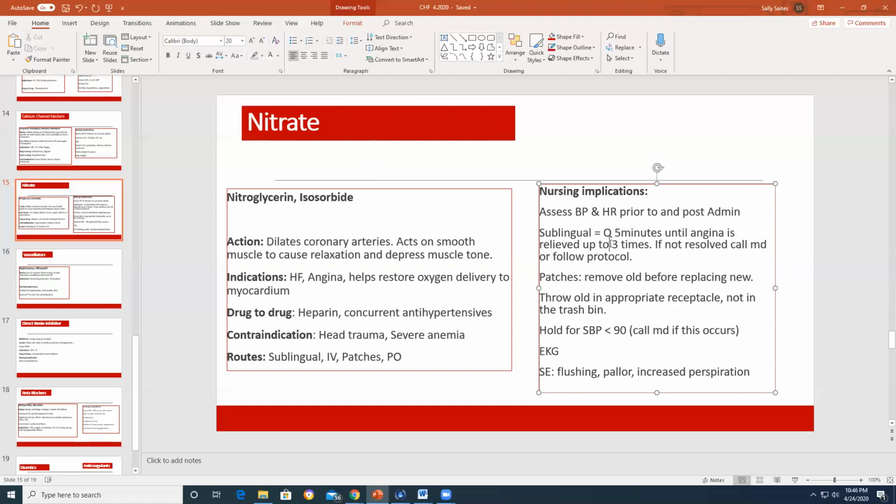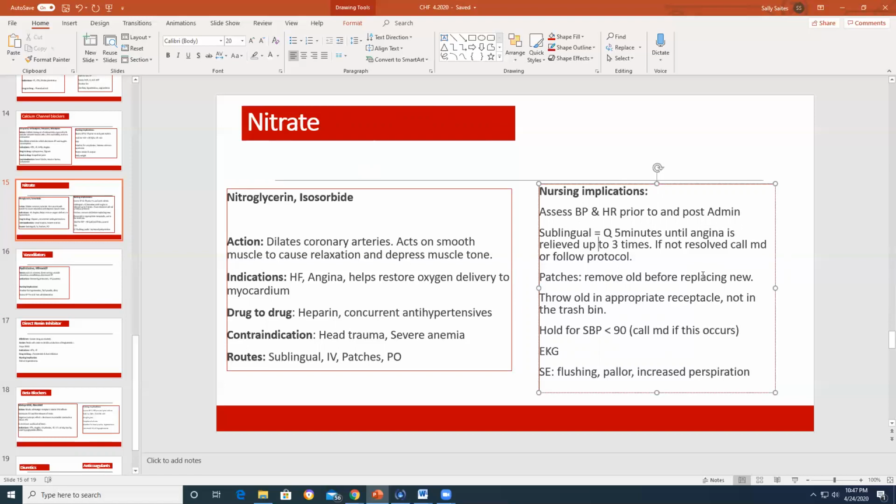You don't keep giving them the doses though if their angina subsides. If their angina subsides after the first dose, then you don't give them the other 2. You only go up to 3 if it's not resolved. If it's not resolved, you're going to do 1 of 2 things. You're going to either call the MD and let them know and ask for direction, or you're going to follow the protocol that the physician might already have in the orders.